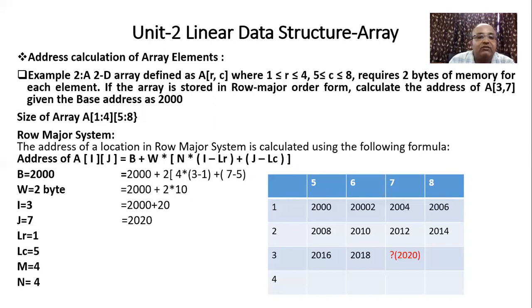Correct? So now if you work it out, you will figure out the answer: 2000 plus 2 into what? 10. Correct? So it will become 20 and 2000 plus 20. So it will be what? 2020. So this is with respect to what? Row measure system.